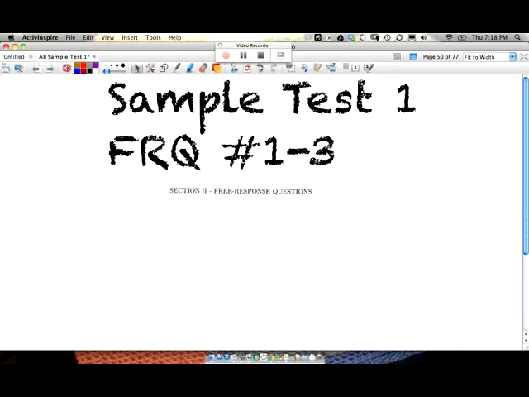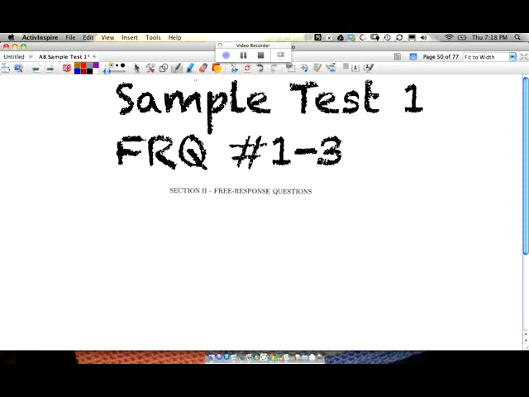All right, calculus, we are looking at sample test 1, FRQs numbers 1 through 3. These are the calculator versions.